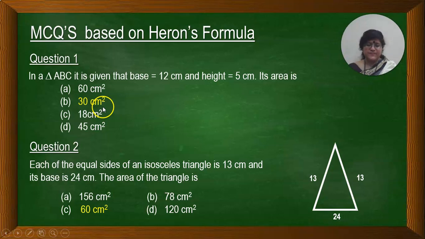It is 30. Now in this isosceles triangle, this is 13, and this is 24. Find the area of this. So you calculate the area of this by using Heron's formula. So obviously for such type of questions, you need to keep a rough paper ready, solve it, and then you click on the correct option, that is 60 centimeter square.